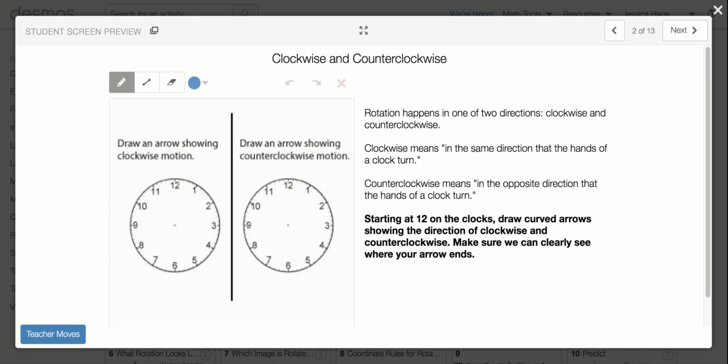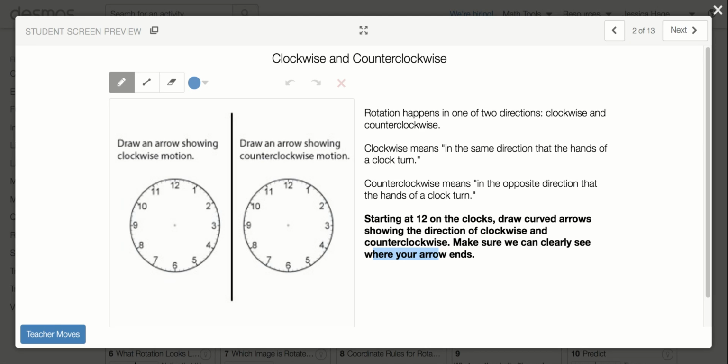All right, so on slide 2, this is just a way for you to explore which direction is clockwise and counterclockwise. So you're not going to draw hands on the clock. Rotation happens in one of two directions on a coordinate grid, but we do want to use a clock to help us. So clockwise means in the same direction that the hands of a clock turn. So this one is clockwise over here. Starting at 12 o'clock, we're going to draw a curved arrow to show the direction that the hands would move. And we got to see where your arrow ends.